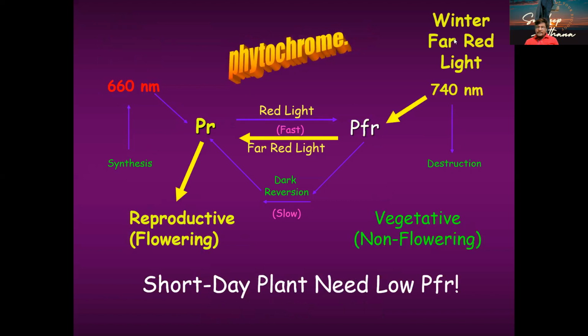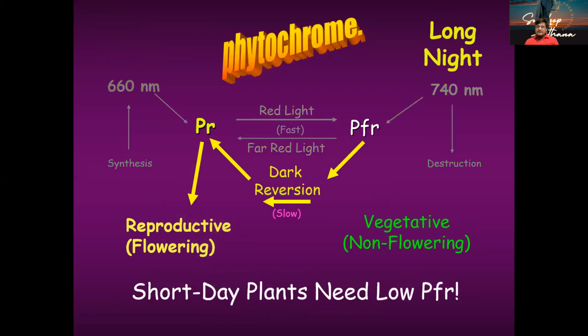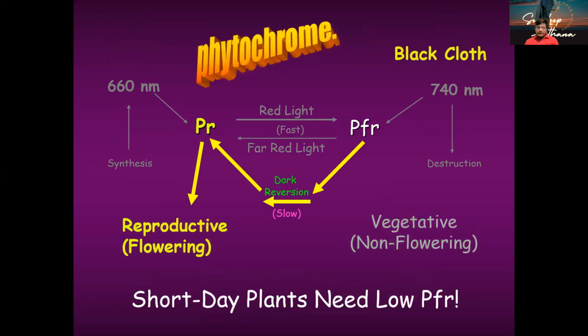So in winter, far red light is going to be more. So there'll be more conversion of the PFR into PR. So flowering is going to be affected. Short day plants need again the low PFR. Similarly, at night, the PR and PFR level is going to vary.